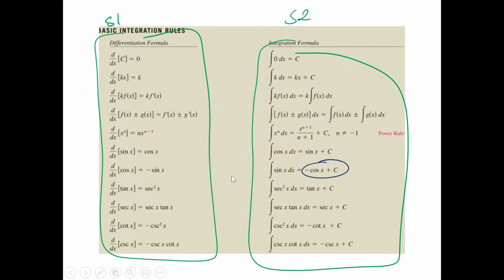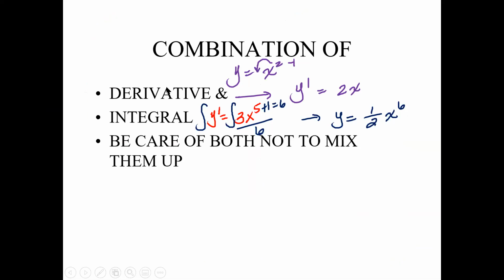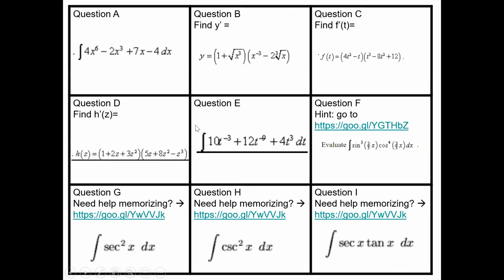And so sometimes with the negatives, like the derivative of cosine is negative sine, whereas the integration of sine is a negative cosine. I had a lot of students who will mix those up in the past. And so that's why I went ahead and decided to do this, so that way you guys have a little bit extra practice with it.